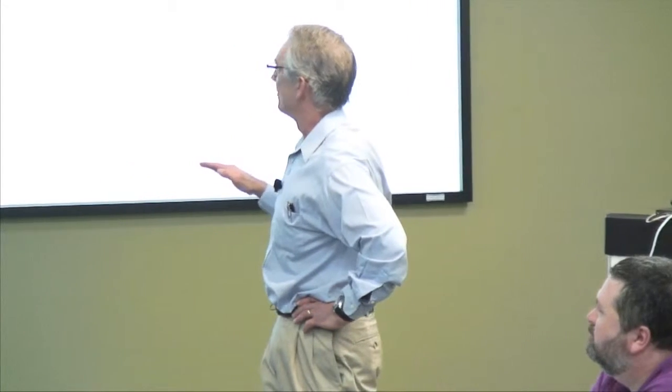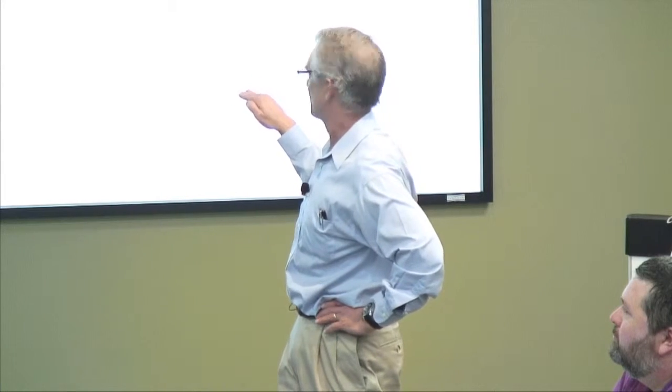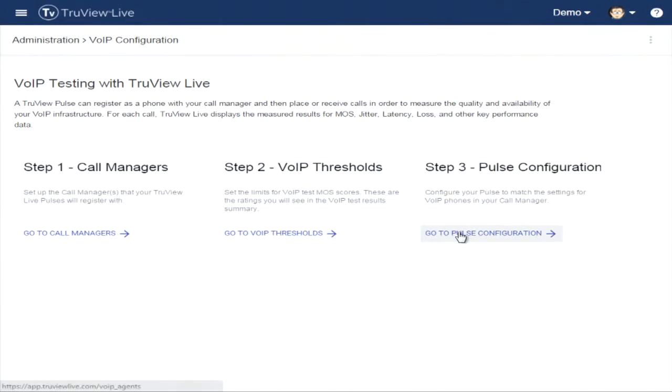Okay. Yeah, so just real briefly here, you kind of flashed through this screen, Brandon, but we end up with this VoIP config here, and we show that you add a call manager, it's basically put in the domain and the port for the call manager, set thresholds, and configure Pulses. So let's have a look at the Pulse config there, Jason.